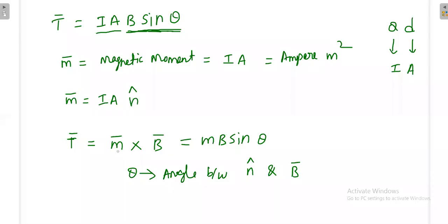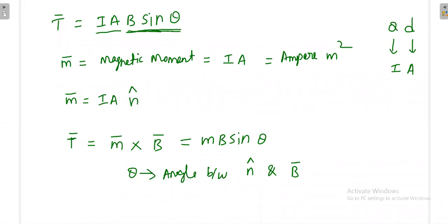Torque vector τ is equal to m vector cross B vector. Again, m vector means the n cap vector. What is the n cap vector? The n cap vector is perpendicular to the surface that is formed by IA, because I is flowing in the loop. The loop forms a surface, and this n cap is the surface vector of that loop. Theta is the angle between the n cap vector and magnetic field B, so that is sine theta.